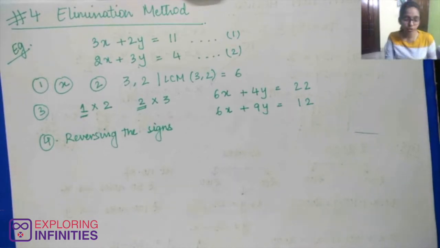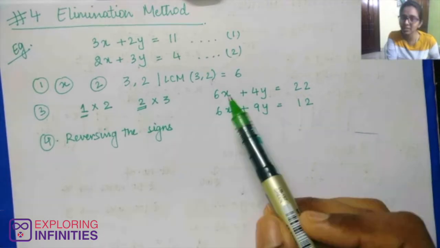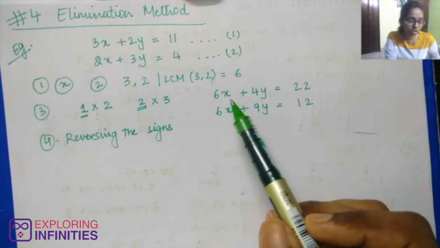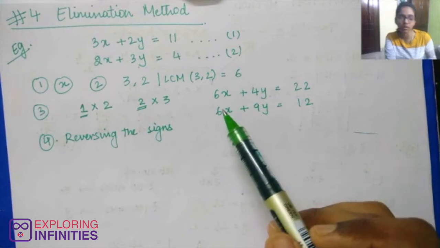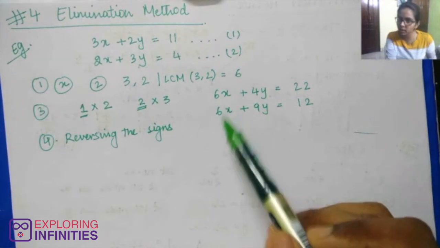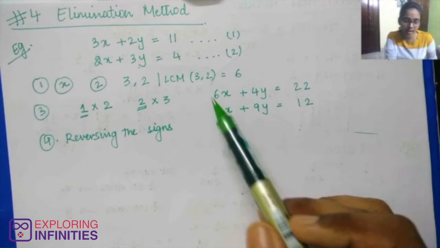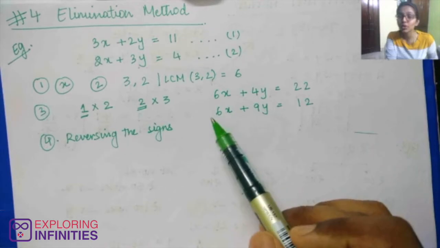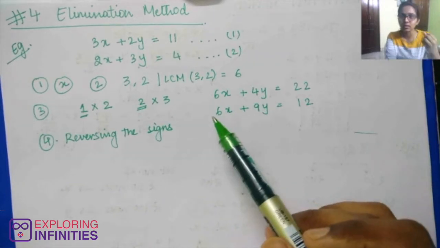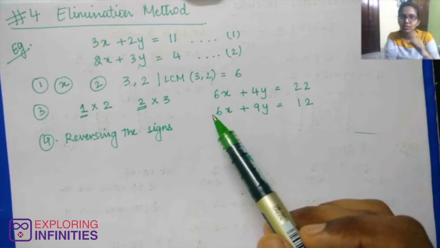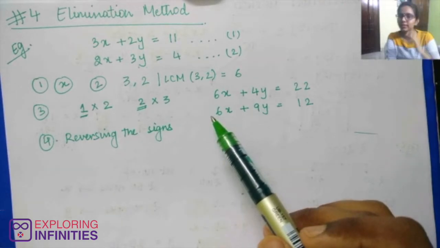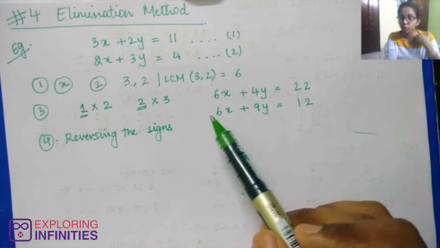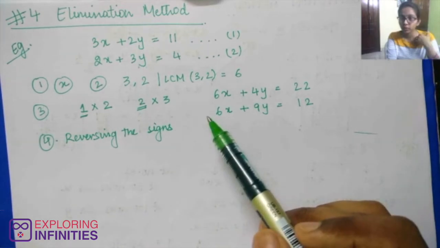So what you do here is, the variable you have chosen, that is x, you see what is the sign of that variable in both the equations. So I have plus 6x and plus 6x. So what I do is, I have to make one of them minus. Okay, my fourth step is reversing the sign, so it means either I'll make plus into minus or minus into plus. So I have plus over here, both of them, so I have to make one of them into minus.